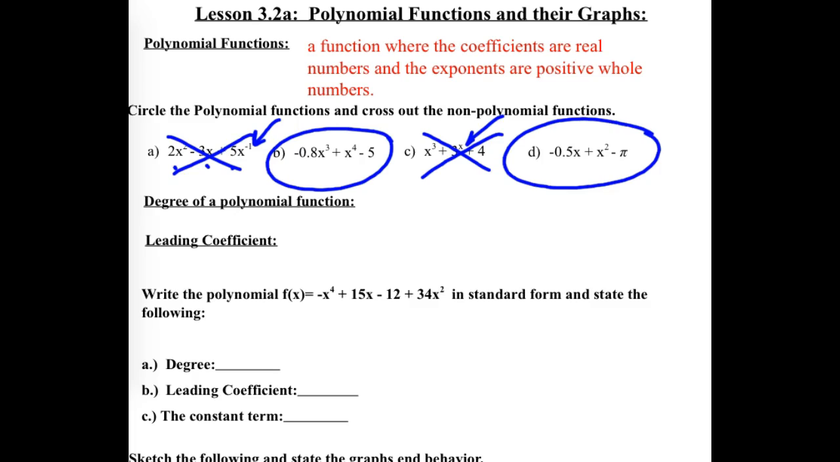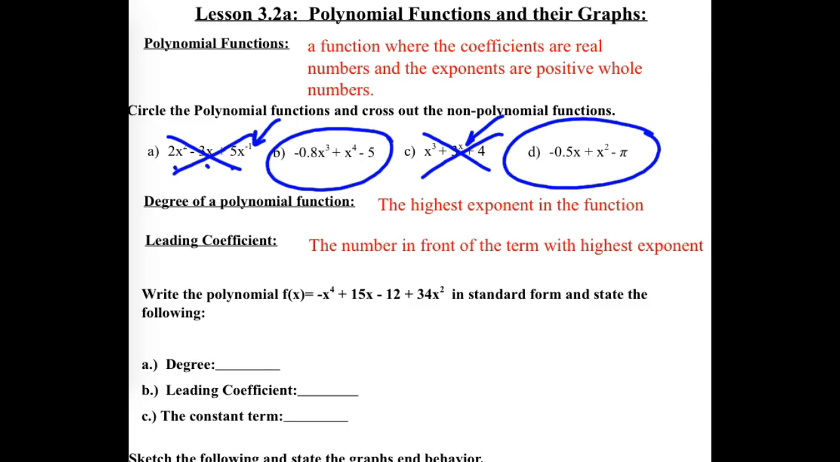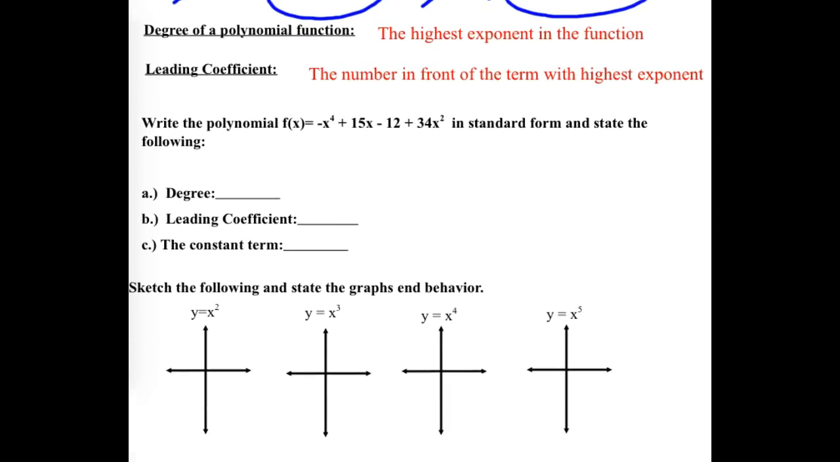Our definition of the degree of a polynomial function is that it's its highest exponent. So you find the highest exponent in the whole thing, that is your degree, and that's going to tell us a lot about the graph. Our leading coefficient is that coefficient, that front number of our highest exponent. So we look for the x term that has the highest power. That power tells us what its degree is, and the number in front of it is considered the leading coefficient.